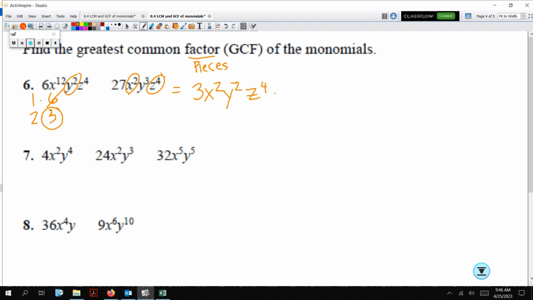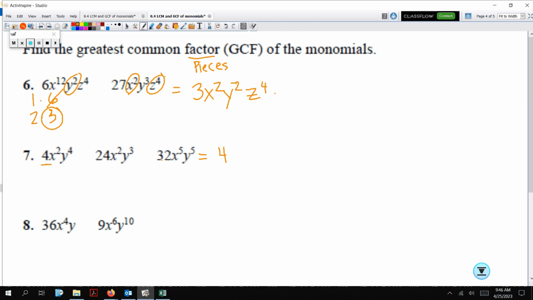All right, let's look what happens when we have 3 numbers, right? Again, always start with the smallest number. The smallest number is 4. Does 4 go into 24? Check. Does 4 go into 32? Check. Guess what? 4 is my GCF. It's the smallest piece that goes into all of those numbers evenly.